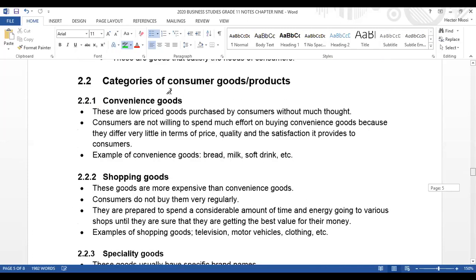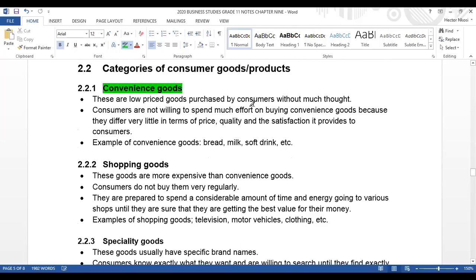Now, let's start with the first one, the convenience goods. These are low-priced goods purchased by consumers without much thought. Consumers are not willing to spend much effort on buying convenience goods because they differ very little in terms of price, quality, and satisfaction they provide to consumers.